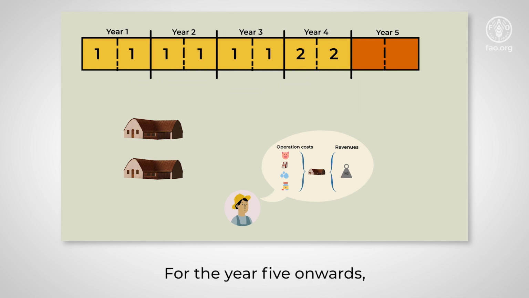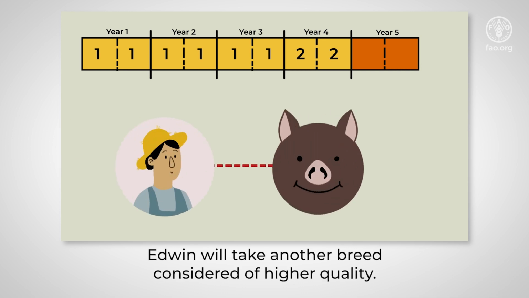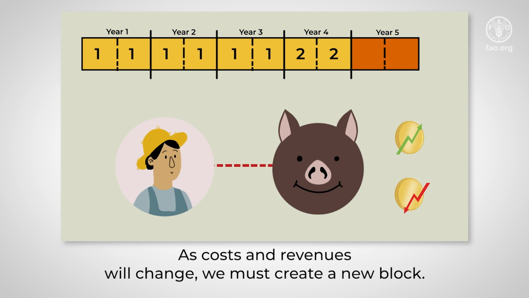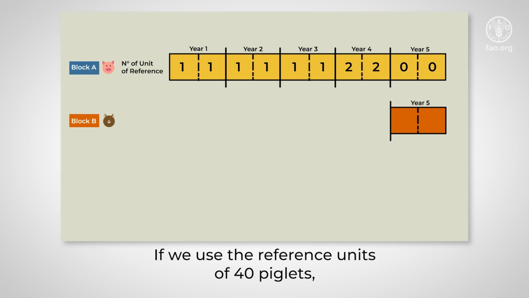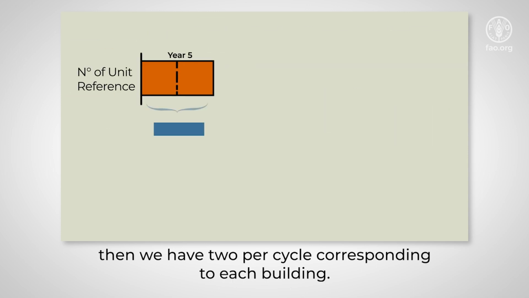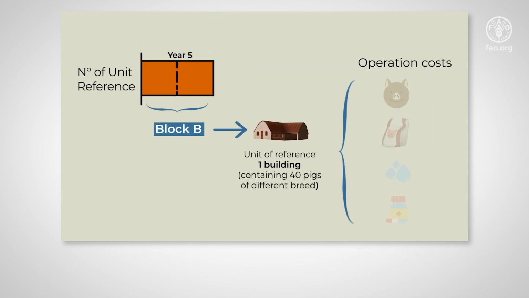For year 5 onwards, Edwin will take another breed, considered of higher quality. As costs and revenues will change, we must create a new block. If we use the reference unit of 40 piglets, then we have 2 per cycle corresponding to each building.